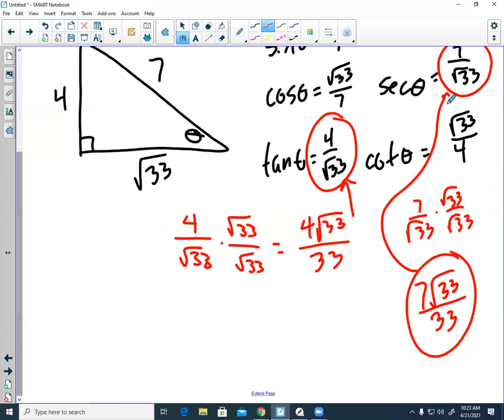Does anyone have any other questions or issues or anything when it comes to the 6 trig functions? I think it's pretty straightforward, honestly. At least I'm hoping so. Pretty straightforward lesson for us to kind of jump back into.